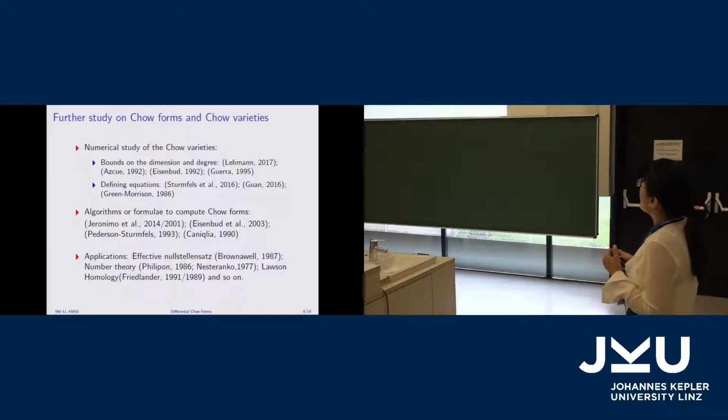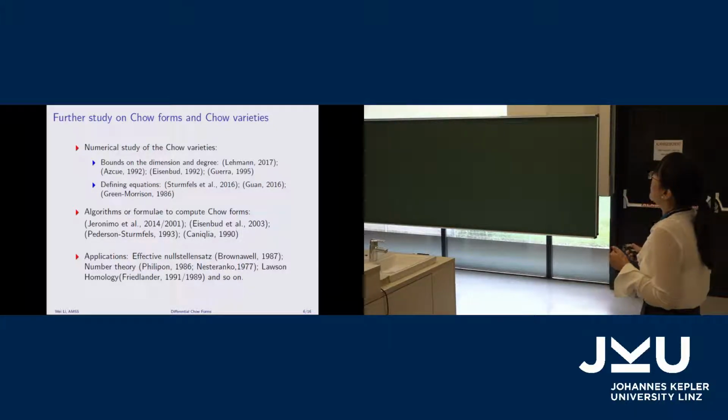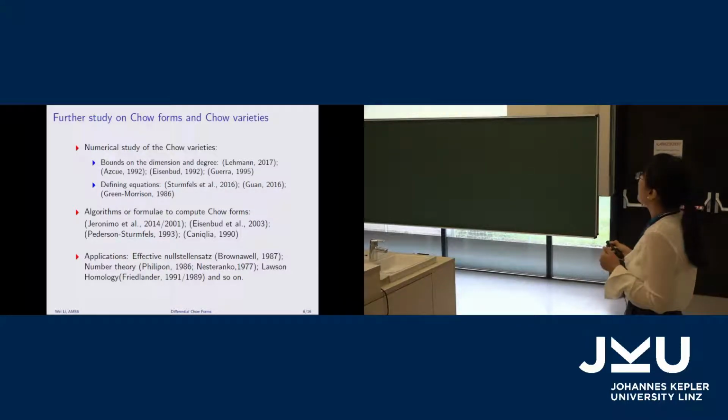For the numerical study of Chow varieties, we are interested to estimate the bounds on the degree and the dimension of the Chow varieties, and also to construct defining equations for the Chow varieties. This problem is very difficult because of the complicated structure of Chow varieties. Even for the Chow varieties of curves, it is already very difficult. And for the structures, it's not so clear until now.